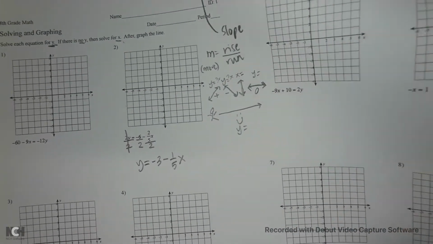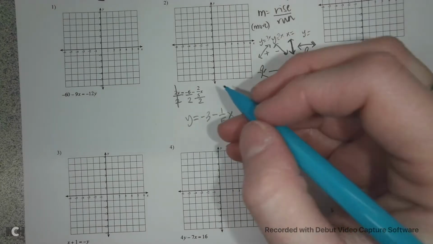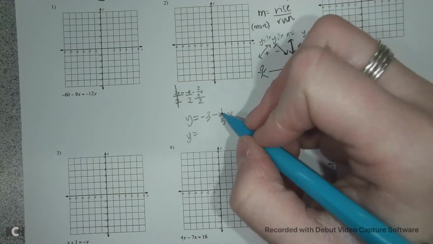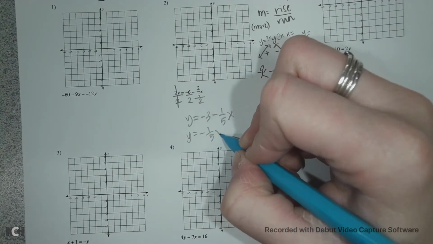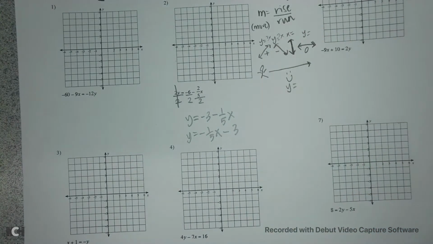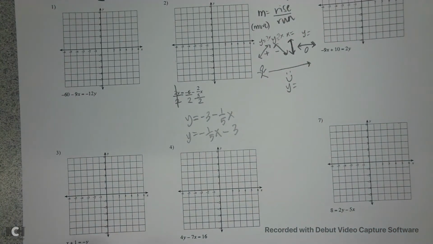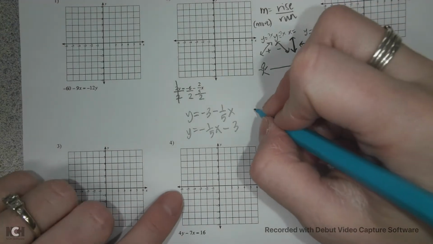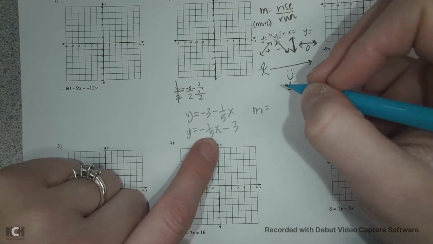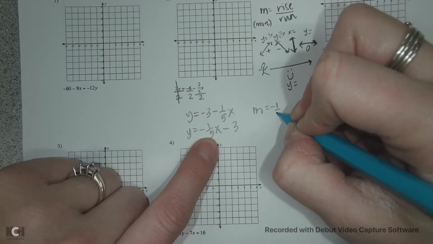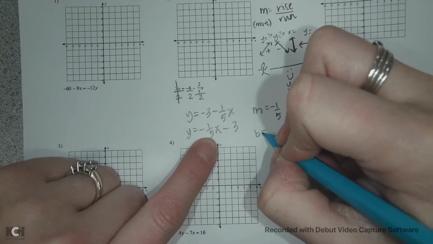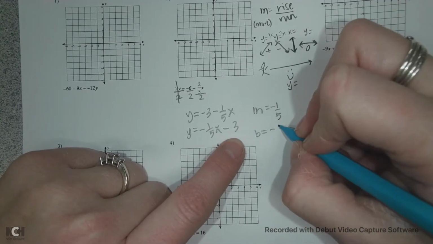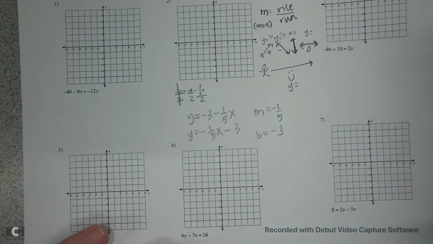Now, normally we rewrite this differently. We rewrite it with y equals mx plus b. So we can just rearrange it if we want to, but we don't have to. So our slope is the number in front of our x, so -1/5. And our y-intercept, our b value, is the extra number, -3. So now we graph.